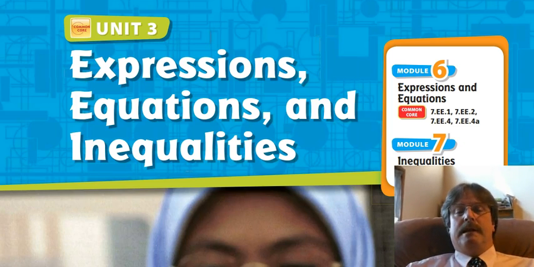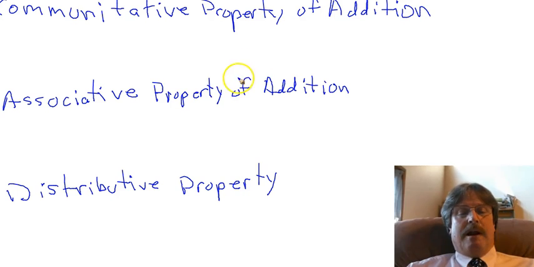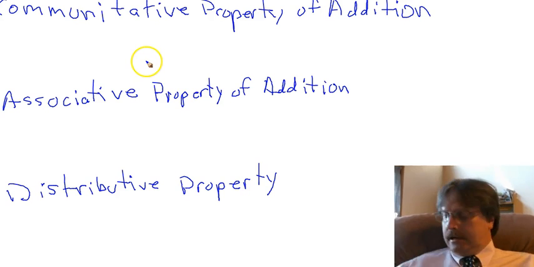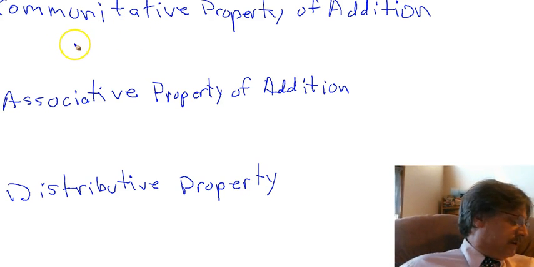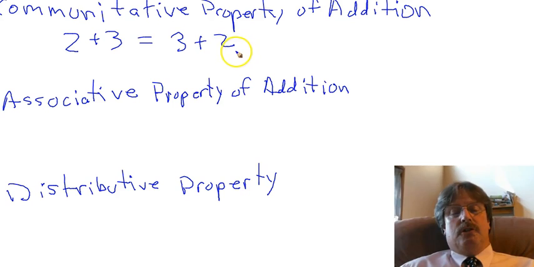Some background information that we need then to help us out in understanding what we're going to do. I have here on this screen the commutative property of addition, the associative property of addition, and the distributive property. So if we look at the commutative property of addition, using the example of 2 plus 3, that means we can simply take these two numbers and reorder them, so that equals 3 plus 2. So our answer is still the same. 2 plus 3 is 5, 3 plus 2 is 5.